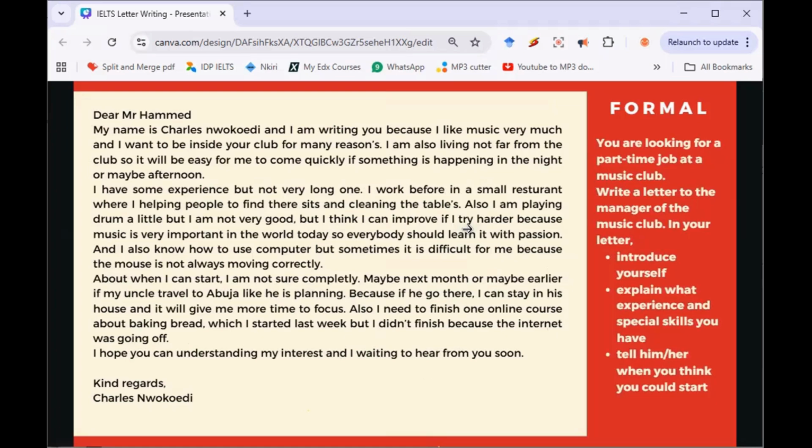I want you to look at this letter. Let's look at this one first. All of you. Look at this one first and tell me. I want you to give this letter a band score. Okay? Give this letter a band score. Read it carefully, everybody. And then when you have read through it, just give a band score to it. My name is Charles Owokedi, and I'm writing you because I like music very much, and I want to be inside your club for many reasons. I am also living not far from the club, so it will be easy for me to come quickly if something is happening in the night or maybe afternoon.